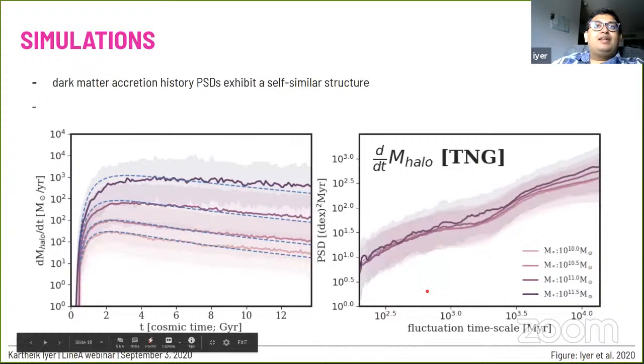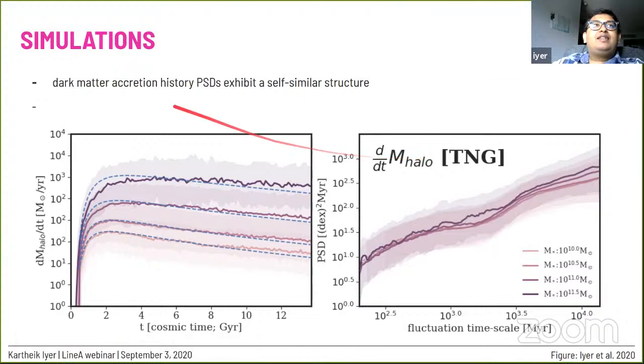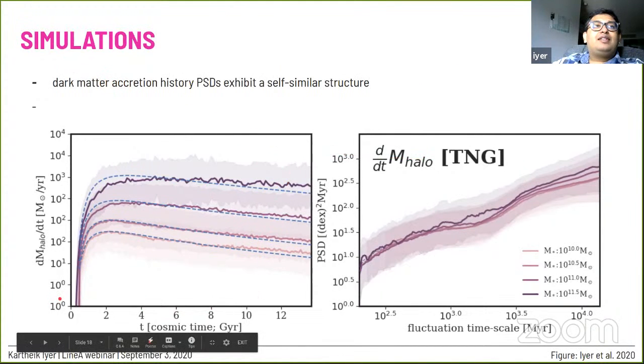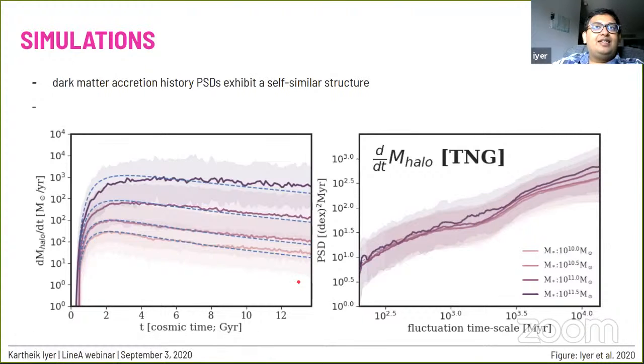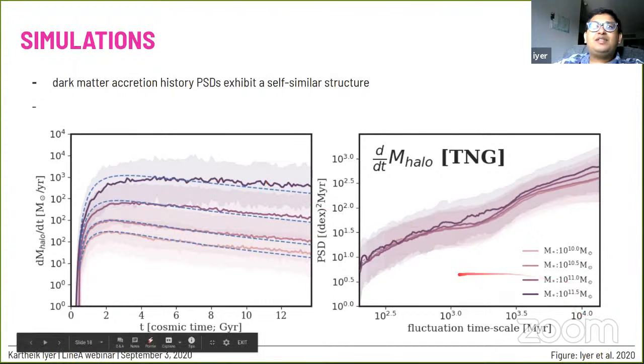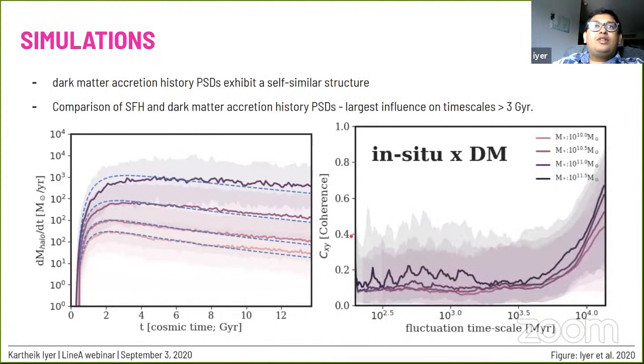We can also do a few other interesting things with the simulations. For example, we can look at how the dark matter accretion histories of galaxies look, and we can try to figure out what their trends in PSD space corresponding to these accretion histories look like. The first thing we notice is that across most timescales, the PSDs exhibit a very self-similar structure, which means that they don't really change as we change the halo mass, or in this case, the stellar mass of the galaxies. And the second thing is we can now cross correlate.